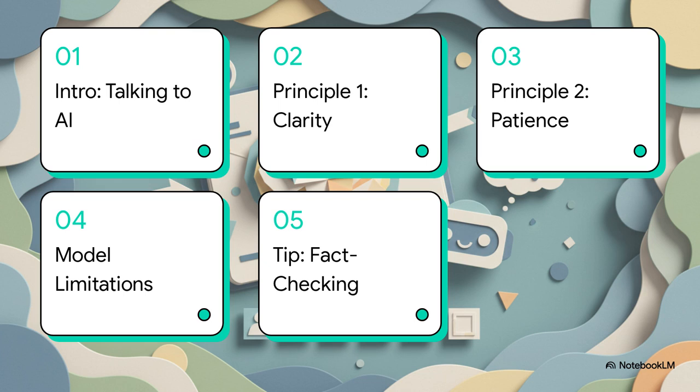Well, in this explainer, we're going to walk through a roadmap to becoming a pro at talking to AI. We'll kick things off with 2 key principles for getting what you actually want. Then we'll get real about what AI can't do, and we'll wrap it all up with a game-changing tip to make sure your AI is giving you facts, not fantasy.